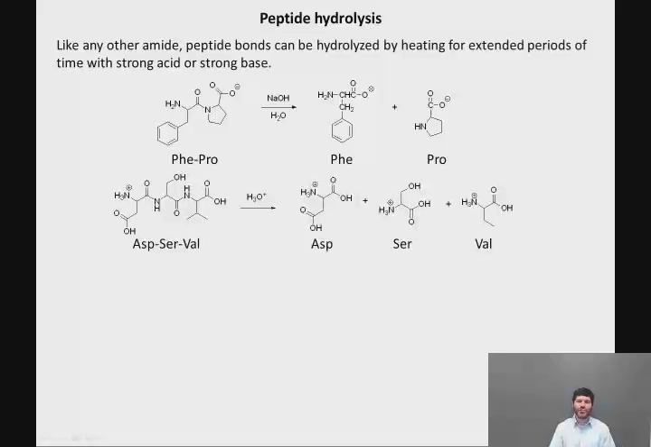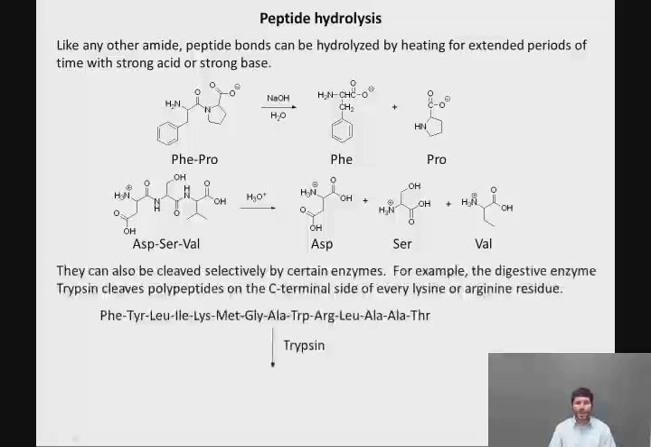An example under acidic conditions, this is a tripeptide, aspartic acid, serine, valine. Again, you heat this in the presence of H3O+, and you get out free aspartic acid, serine, and valine. And since this is happening at low pH under acidic conditions, the amino acids that you get out in the end are going to be positively charged.